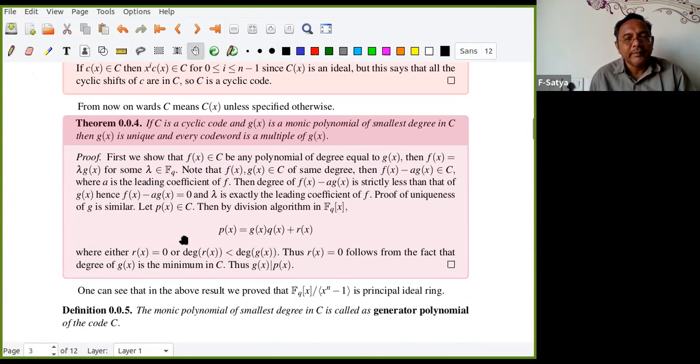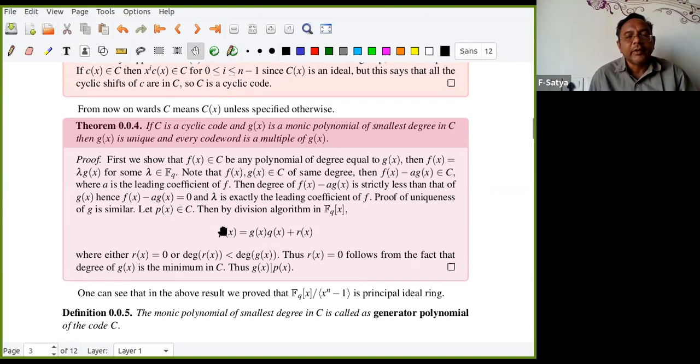What is it we are doing? If p(x) belongs to C, what have I done? p(x) = g(x)q(x). That means every element is a multiple of g(x). That means C, what is C now?